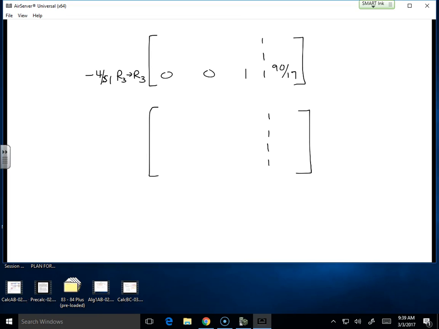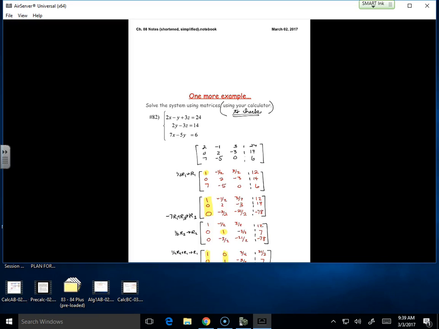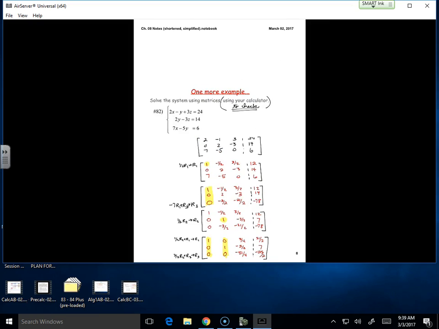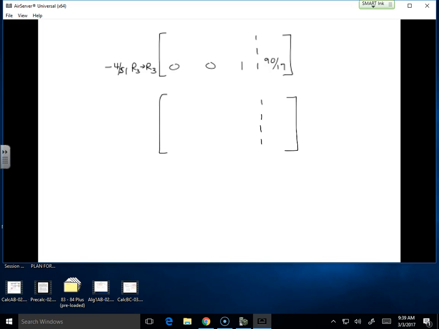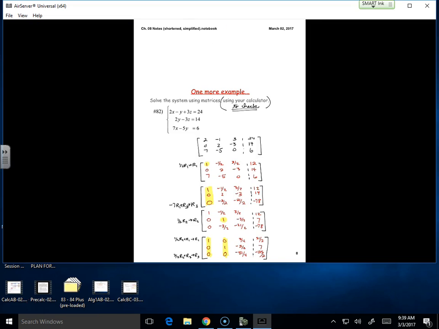I think I'm there. Oh, I need to rewrite my top 2 rows. Oh, running out of room. 1 0 3 fourths, 0 1 3 fourths. Do I have 3 fourths and negative 3 halves? Is that right? And 31 halves and 7.